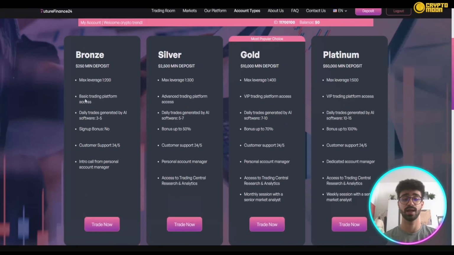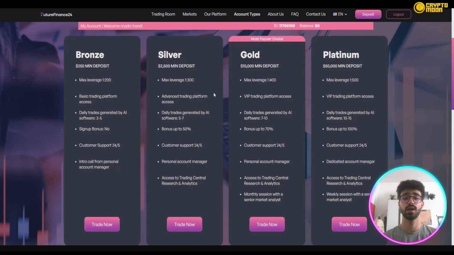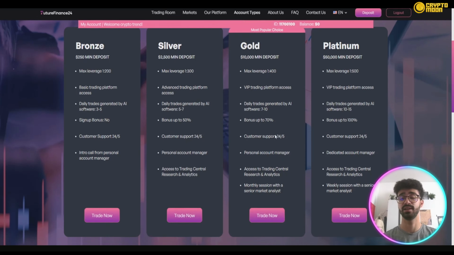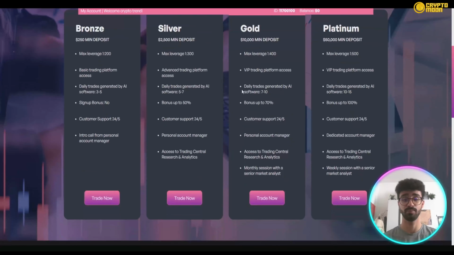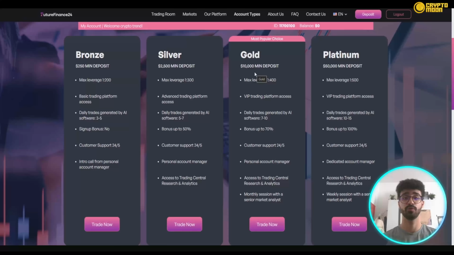And for each account, you have different features that are being added to each one of them once you raise your trading capital. So for example, the max leverage for the bronze account is 1-on-200, while the silver one is 1-on-300, and it goes up by account. And of course, more features like monthly sessions with a senior market analyst, or weekly sessions with access to Trading Central research and analytics, which are available only for the gold and platinum. So you could be checking this one before opening an account and seeing which account fits you better.